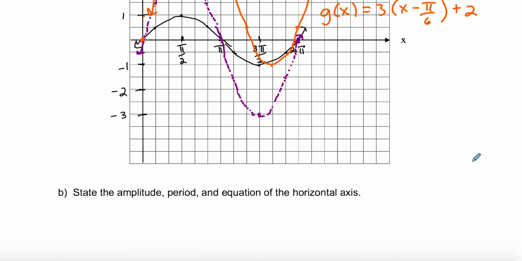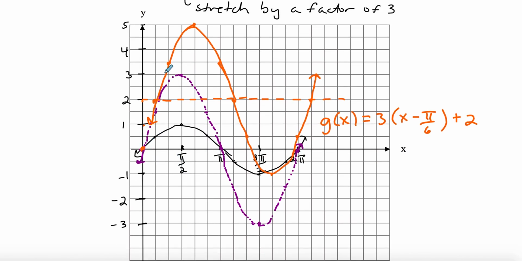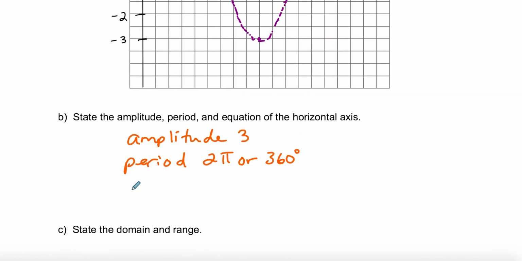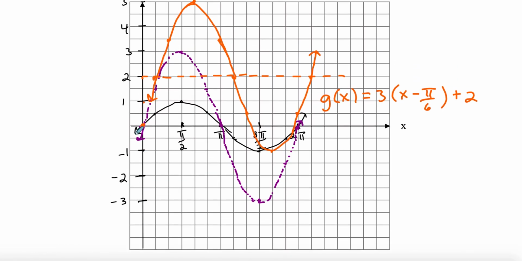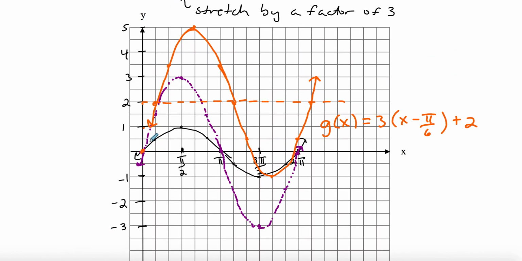State the amplitude, period, and equation of the horizontal axis. So the amplitude now, we're going from our new horizontal axis. Our amplitude is 3. Our period is still the same. We finish 1 full cycle in 2 pi or 360 degrees, even if it is translated to the right. And our horizontal axis now is y equals 2. The domain is still the same, but the range now, our final graph is going to go up to +5, and the minimum is -1. So this range is in between -1 and 5.